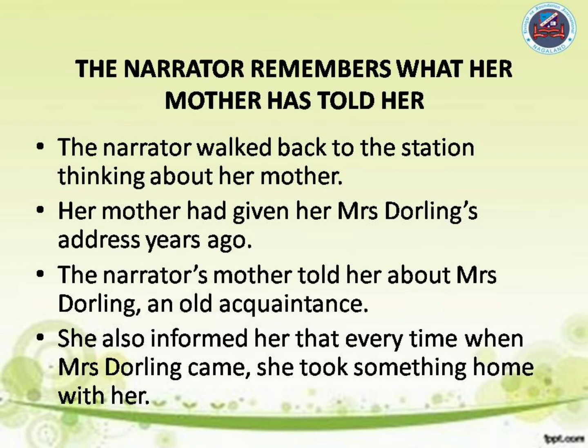The memories of the narrator's bygone days come to light. Her mother had given her Mrs. Dorling's address in the first half of the war. When she went home for a few days, she could find that various things were missing. Now, at that time, her mother told her about Mrs. Dorling. She happened to be an old acquaintance of the narrator's mother. Lately, she had renewed contact with her and had been coming there regularly. Every time she left their house, she took something home with her. She told her that she wanted to save all their nice things.